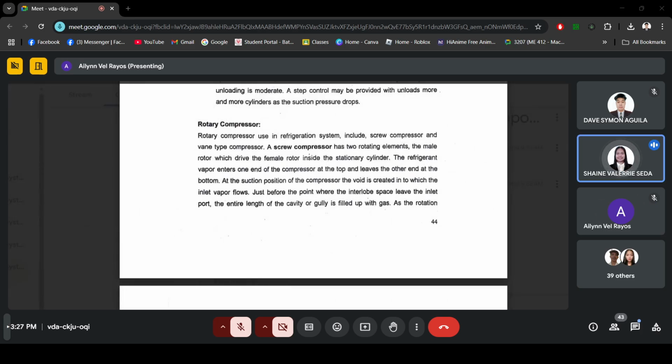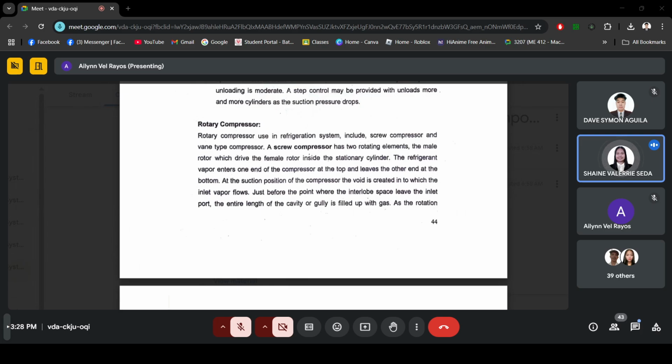Rotary compressor. Rotary compressors used in refrigeration systems include screw compressors and vane type compressors. A screw compressor has two rotating elements, the male rotor, which drives the female rotor inside the stationary cylinder. The refrigerant vapor enters one end of the compressor at the top and leaves the other end at the bottom.